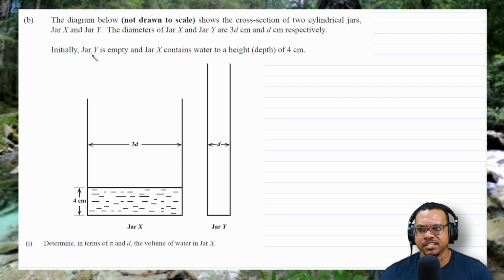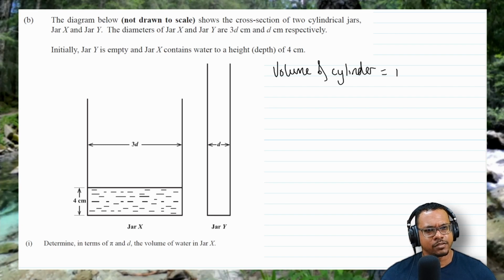Now we're saying that initially jar Y is empty. As you can see, jar Y is empty here, and jar X contains water to a height of 4 centimeters. So this is water here with a height of 4 centimeters in jar X. Now we want to determine in terms of pi and D the volume of water in jar X. So we know this is a cylinder, and the volume of a cylinder is pi r squared h. Okay. So first I'm going to write volume of cylinder is equal to pi r squared h.